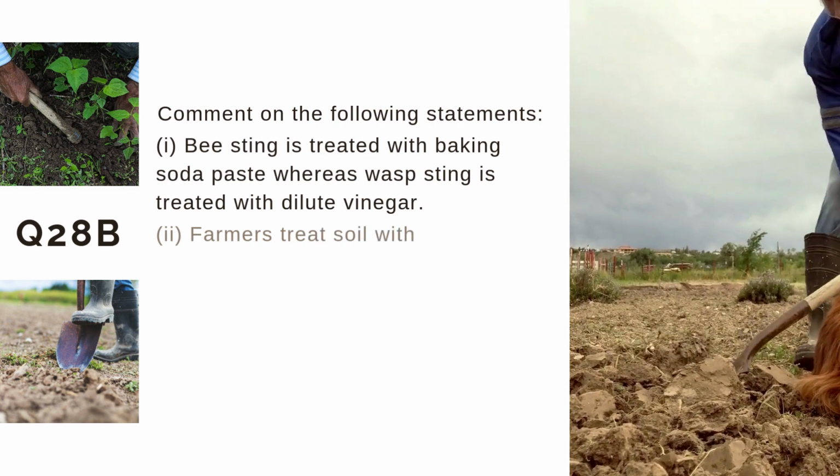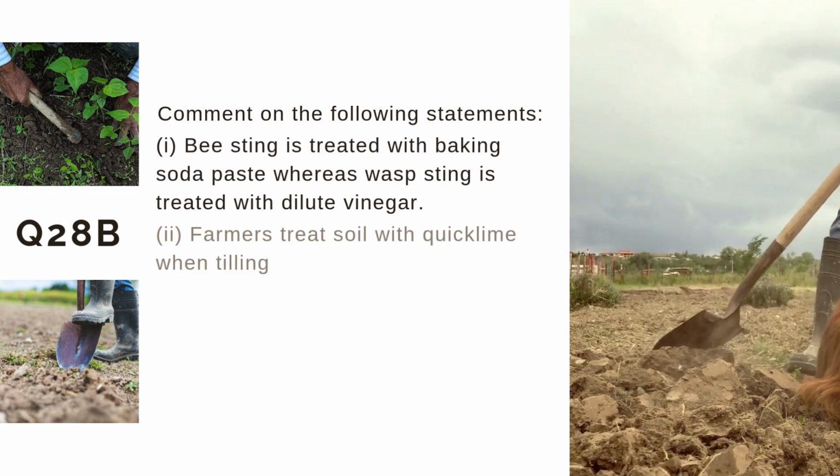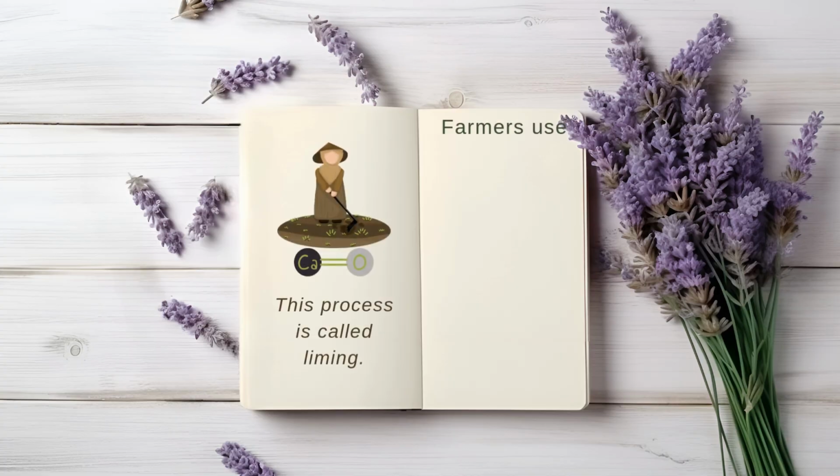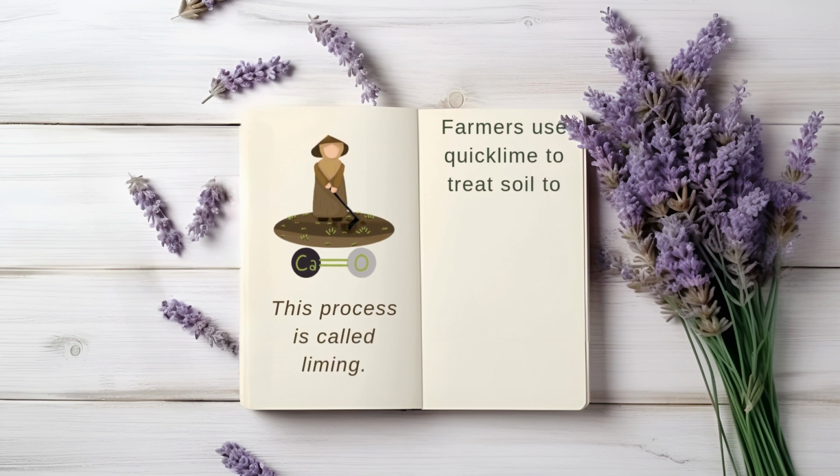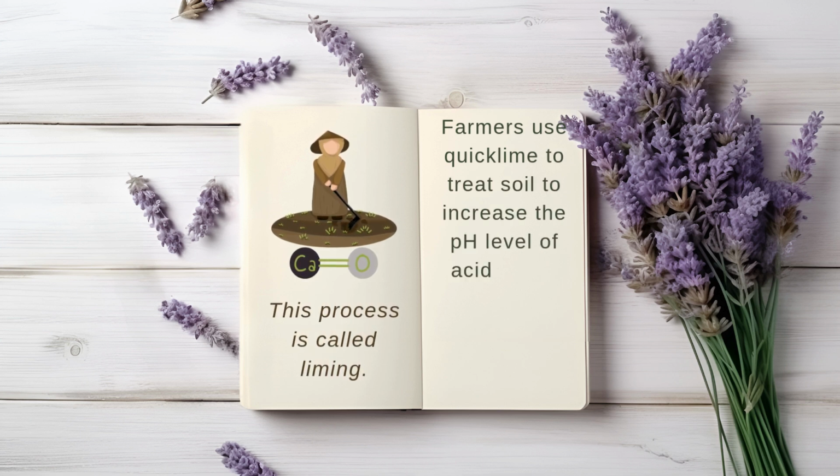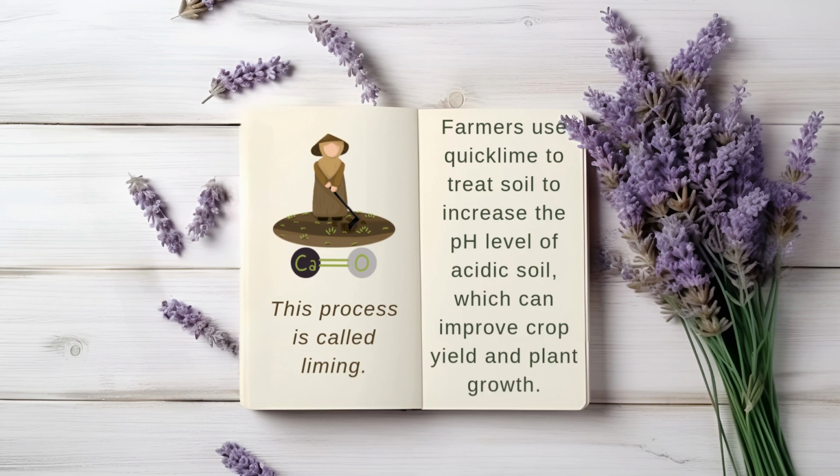Farmers treat soil with quicklime while tilling. Farmers use quicklime to treat soil to increase the pH level of acidic soil, which can improve crop yield and plant growth.